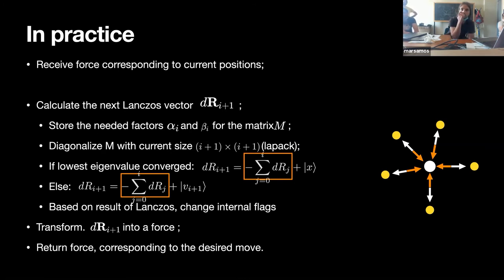And here you see also this factor that is boxed in orange, which is just the negative sum of all the vectors that were previously used. And this is to ensure that each next Lanczos move has its origin in the starting point of the Lanczos algorithm. And then based on the result of the algorithm, we change internal flags, so whether it has converged already or not. And then this output vector is transformed into a force and we return the force corresponding to the move.